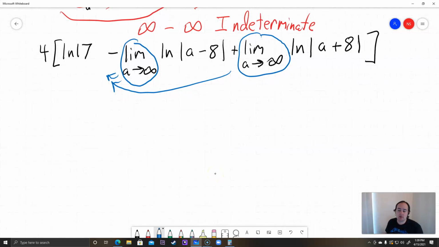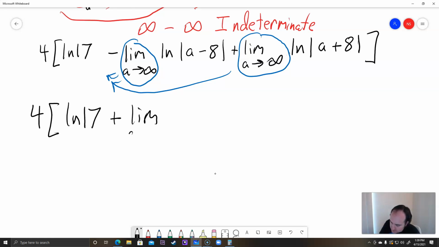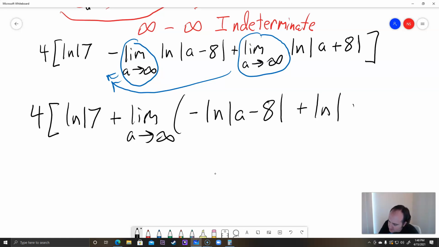Because we got indeterminate, that's why I'm having to play these games. So what we have here is 4 times bracket ln of 17, and then factoring out the limit, we have plus limit as a goes to infinity of parentheses negative ln of absolute value of a minus 8 plus ln of absolute value of a plus 8. And if we switch the order around in there, that's going to be ln of absolute value of a plus 8 minus ln of absolute value of a minus 8.